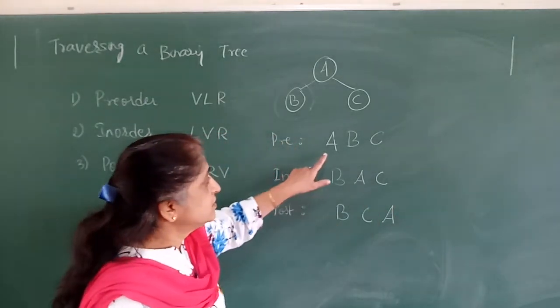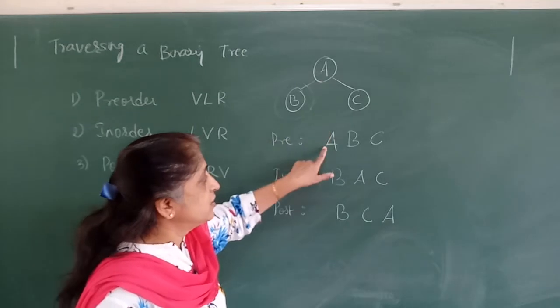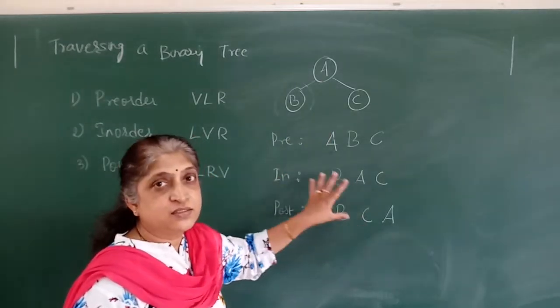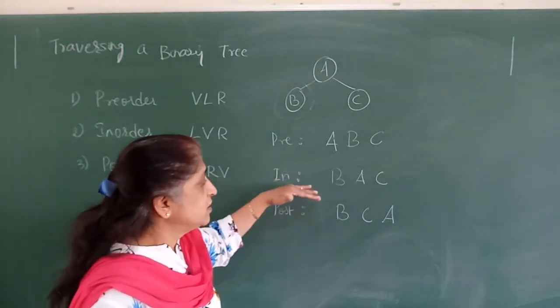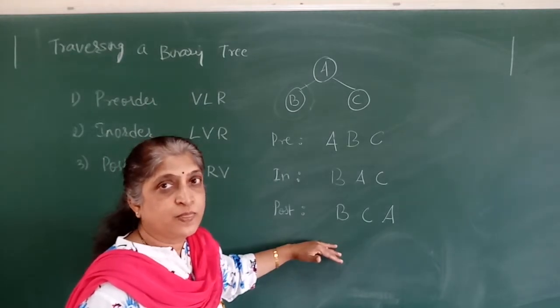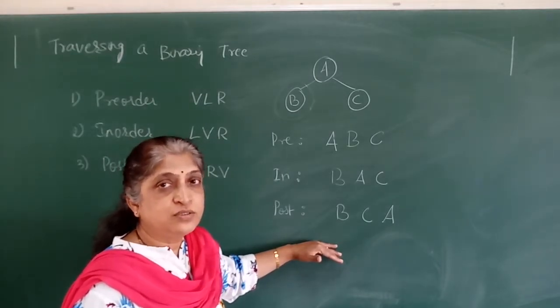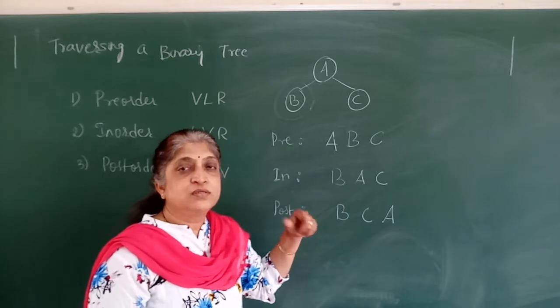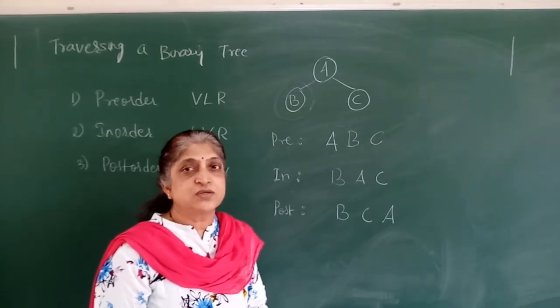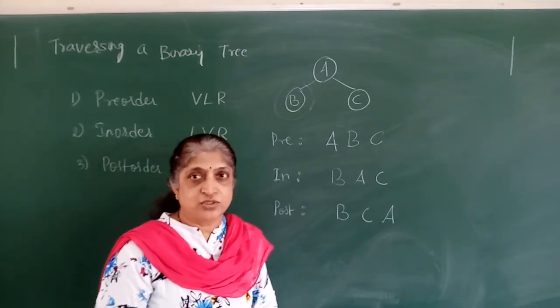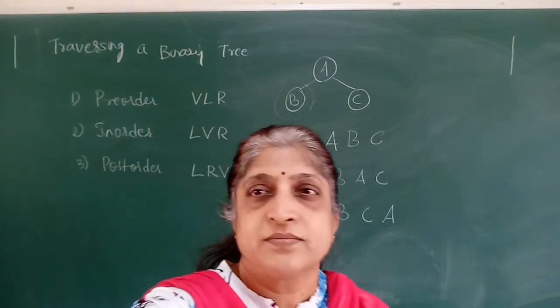Now we can tell by the position of this root node A that this is pre-order, in-order and post-order. Now let us write the function for traversing the trees, and let us also trace one of the functions. It's a recursive function.